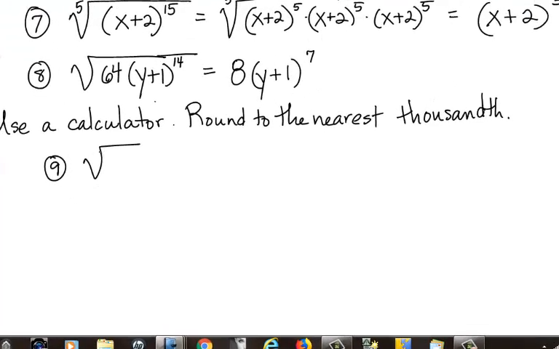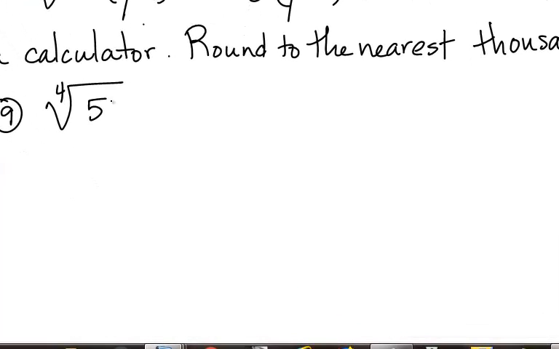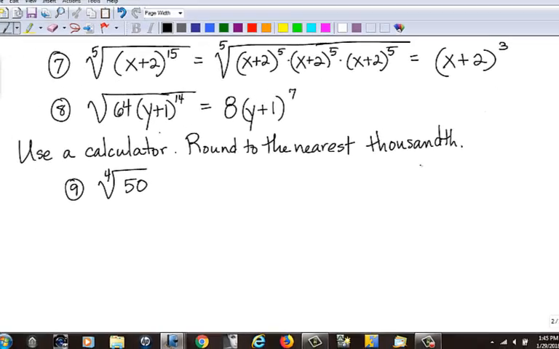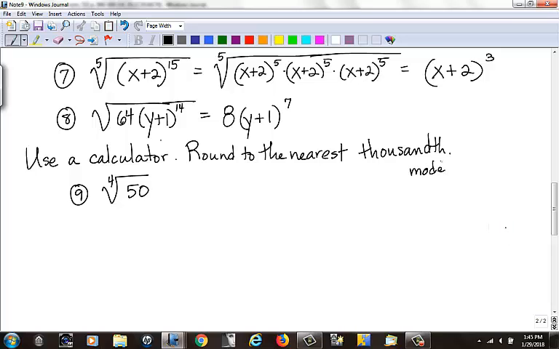Okay, the 4th root of 50. So on your calculator, first double check and make sure you're in floating mode. You want to make sure in your mode that you're seeing all the decimal places. So go float mode. Then go back to the home screen. We want the 4th root, so put in 4, and then the math key, and then number 5, and then 50.